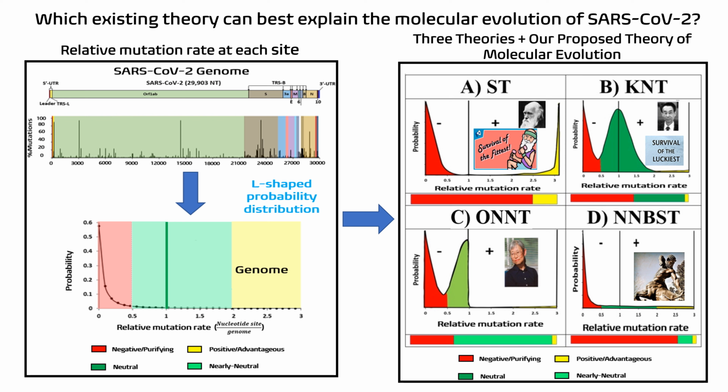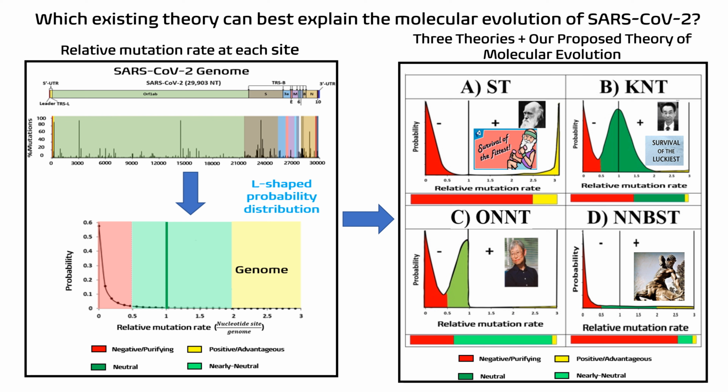Selectionist theory states that most observed mutations are under positive selection in yellow. Neutral theory, KNT, states that most observed mutations are under neutral selection in green. Near neutral theory, ONNT, states that most observed mutations are under near neutral selection, light green, with an asymmetric distribution of weak negative selection, which actually slows down the mutation rate.